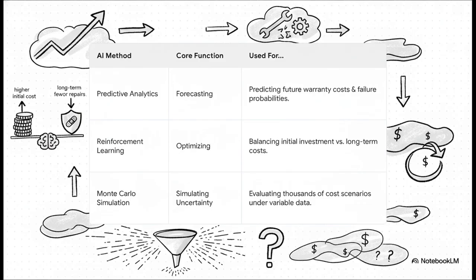Okay, so let's pop open this toolkit and see what's inside. First up, you've got predictive analytics. This is pretty straightforward. It just uses historical data to forecast things like what your future warranty costs might be. Then there's something called reinforcement learning, which is really cool. It's all about finding the perfect trade-off. It's the tool that helps you figure out that, hey, maybe spending 10% more on better materials today could actually save you 50% in repairs over the next 30 years.